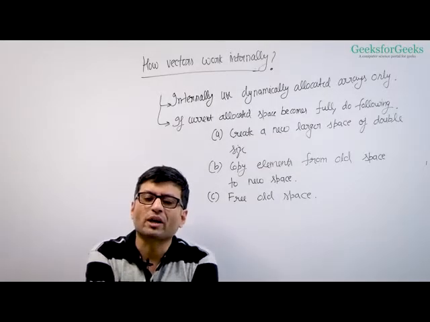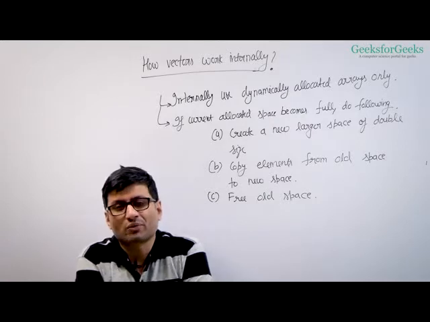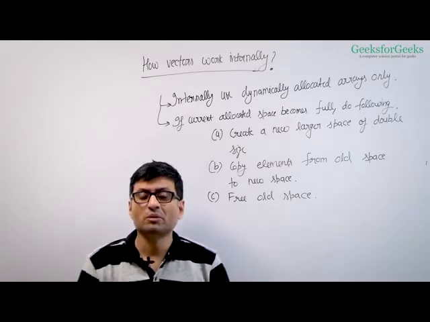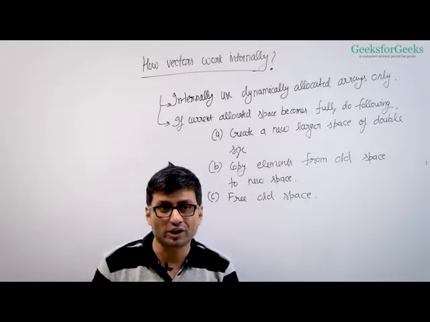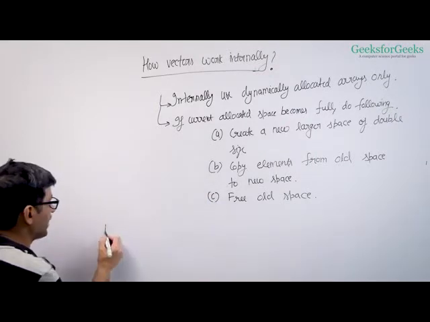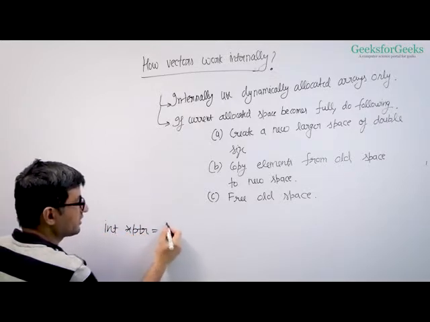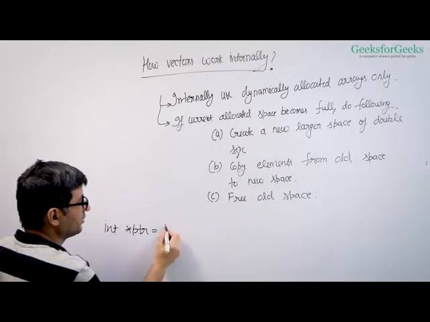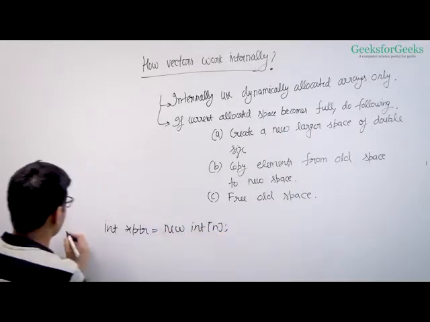Let us now talk about how vectors internally work. So we have been saying that vectors are dynamic arrays. Please ensure that you do not confuse them with dynamically allocated arrays. Dynamically allocated arrays were allocated using addresses. You have something like new int, and it's a dynamically allocated array, right?